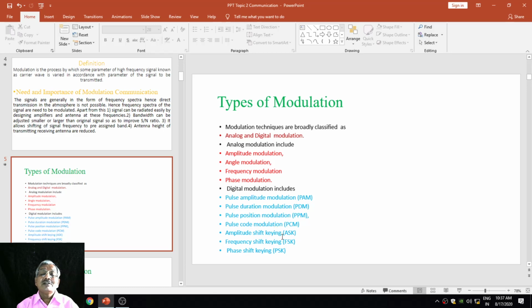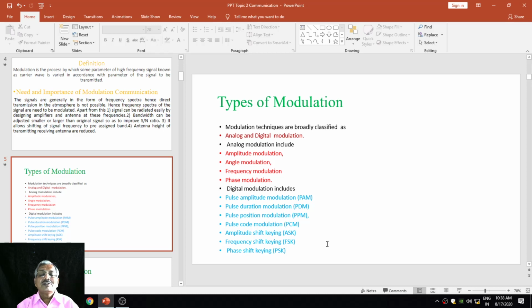Amplitude shift keying is represented as ASK, frequency shift keying is abbreviated as FSK, and phase shift keying is abbreviated as PSK. So all these are referred to as types of digital modulation. All these digital modulations are studied conceptually up to some extent in this particular topic.